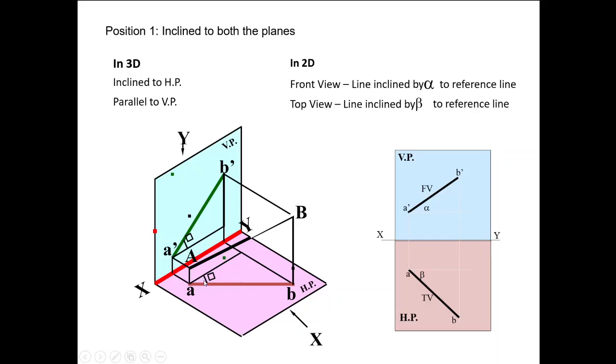Now which one will come, beta will come in the top view. What will this angle be? Angle with the horizontal plane is alpha and angle with the vertical plane is beta. So front view will be line inclined by the alpha to the reference line and top view will be line inclined by the beta to the reference line. Okay.